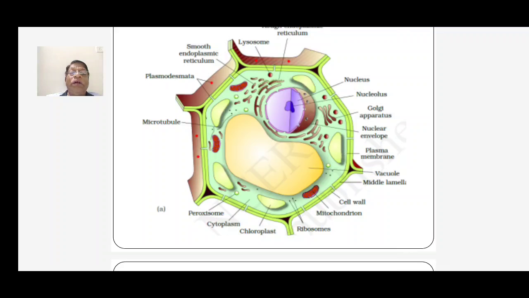It is just because of the discovery of the electron microscope that it is possible to study the detailed structure of the cell, maybe plant cell or animal cell. The structure which is studied under the electron microscope is called the ultrastructure. Hence, we call this diagram the ultrastructure of plant cell.